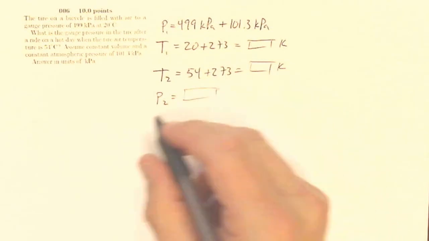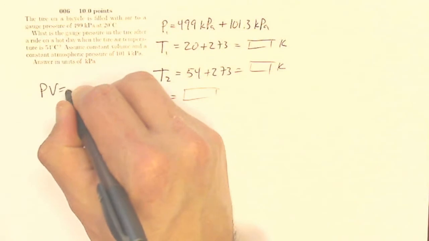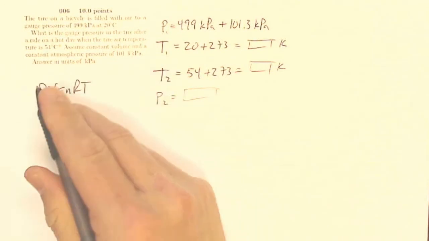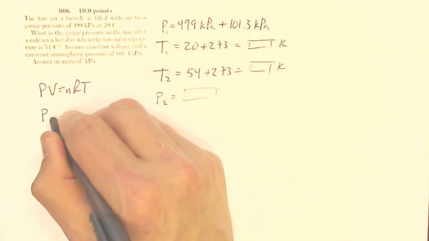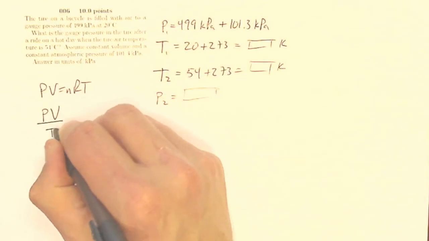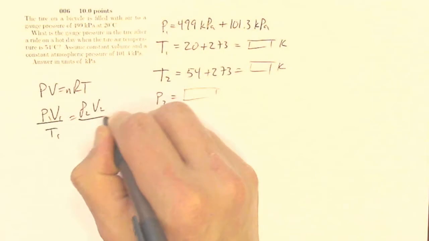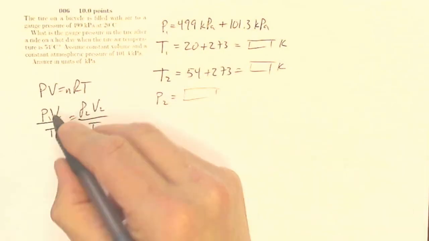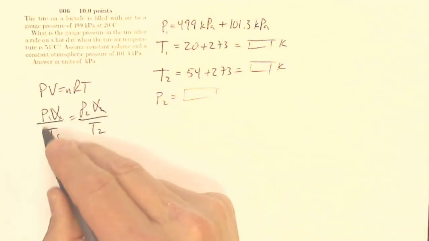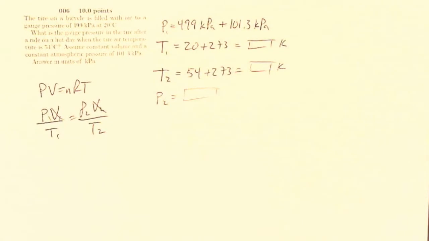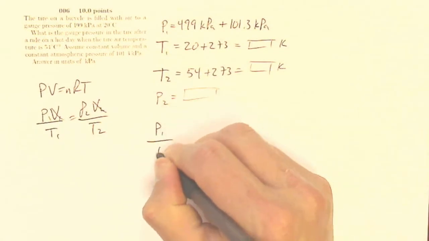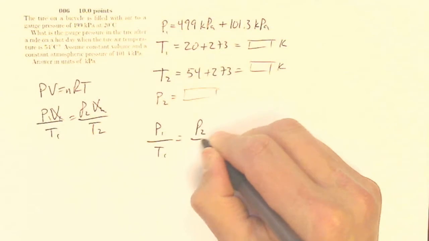So again, this is a case where the combined gas law applies, where P1V1 over T1 equals P2V2 over T2. But in this case, the volume is held constant, so I get P1 over T1 equals P2 over T2. So I can say P1 over T1 equals P2 over T2.